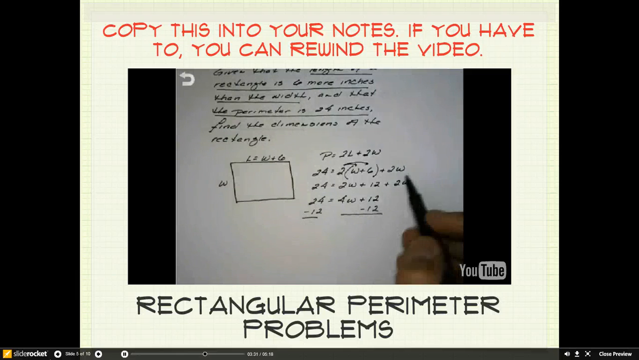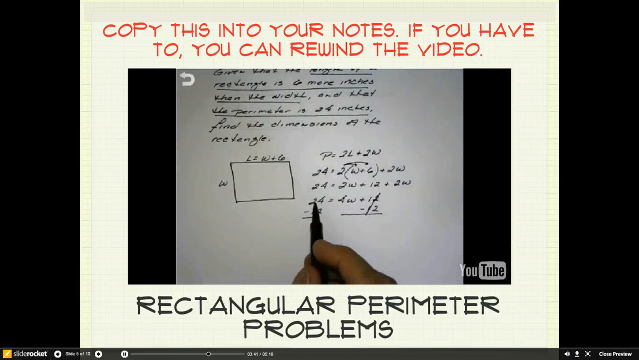Now that 12 cancels with that 12 because here we've got a positive 12 and a negative 12. So those cancel. 24 minus 12 is 12 equals 4W. 4W means 4 times W, so to get rid of the 4, we'll divide by 4. Division is the opposite of the multiplication. We're going to do it on both sides. 4 in the numerator cancels with 4 in the denominator, and I'm left with W equals 12 divided by 4 is 3. So now I know what the width is.